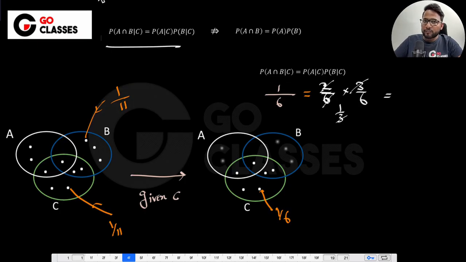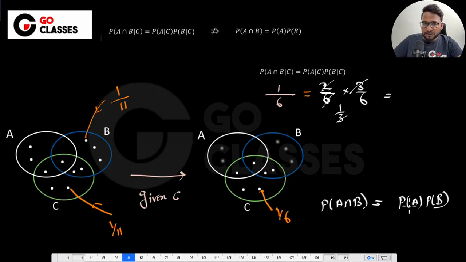But now let's check whether it is really independent or not. Conditionally we have checked that this is independent, but let's check whether it is also true without the condition. So what is the probability of A intersection B here? Because we don't want the probability given C now. The probability of A intersection B is, I think, only one element common out of 11. So this is 1 by 11, and that should be equal to the probability of A times the probability of B.